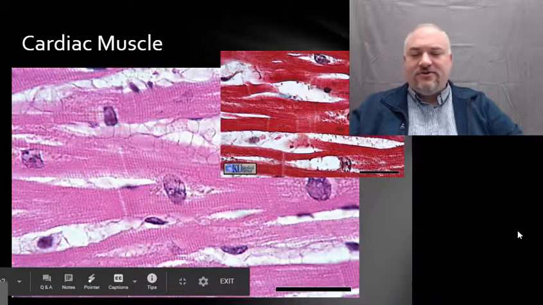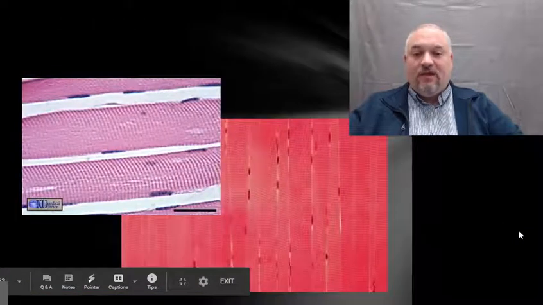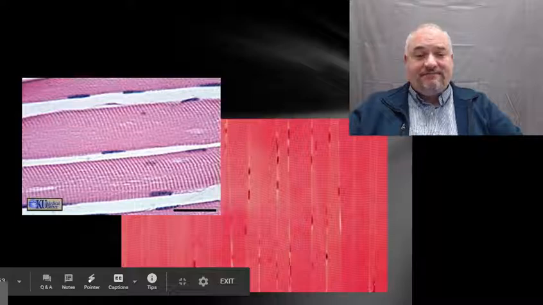All right, well, let's quiz you on the next one. What type of muscle do you think this is?